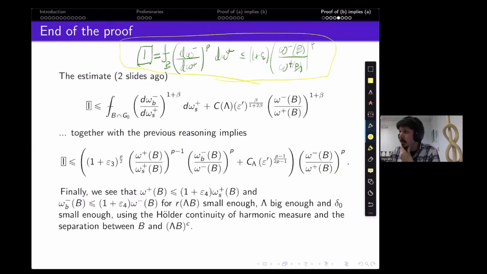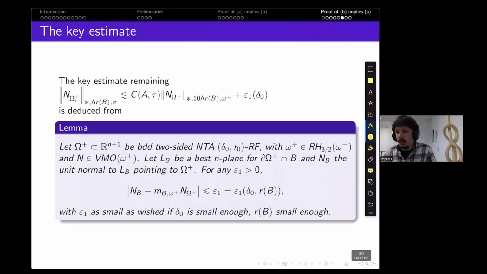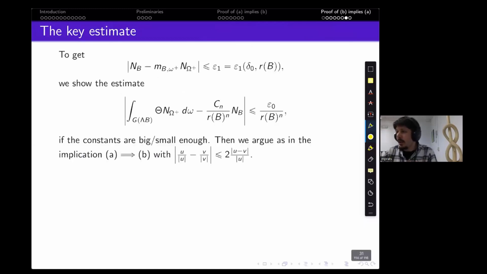Now let me just say, because it's already maybe a bit late, that to obtain the estimate, and this is more or less easy, not very tough, the idea is to control this difference, the normal minus the mean. And again, this is done using the same idea as before, of putting again the normal times the density, and this again, using jump formulas, is related to the Riesz transform.